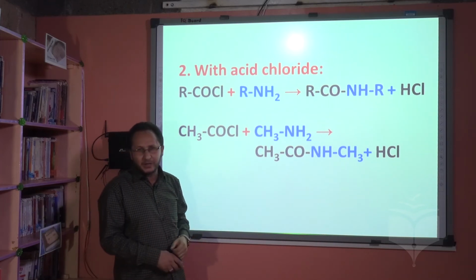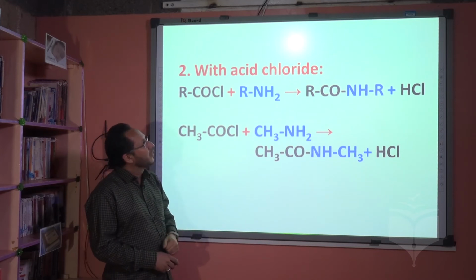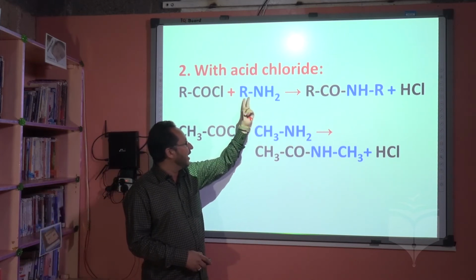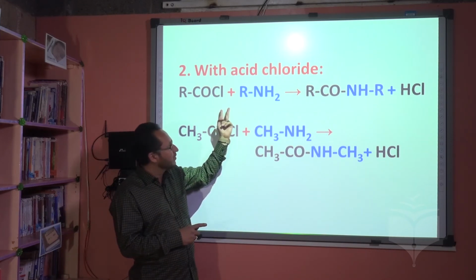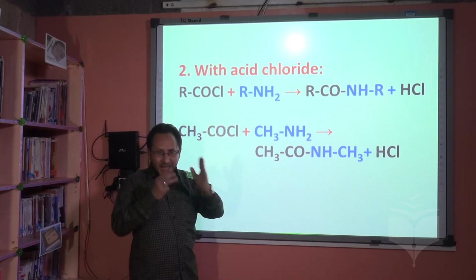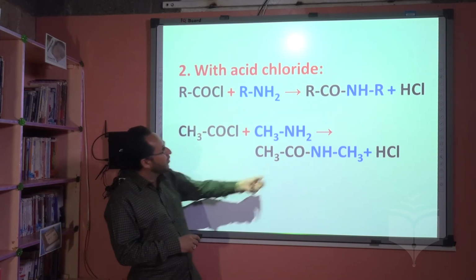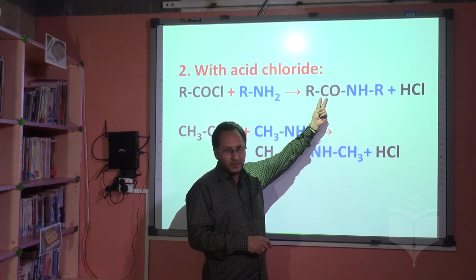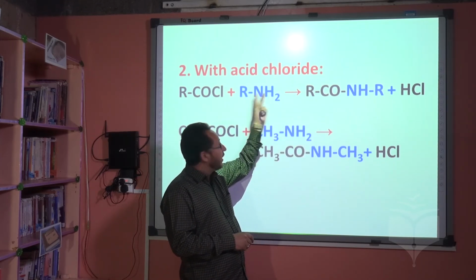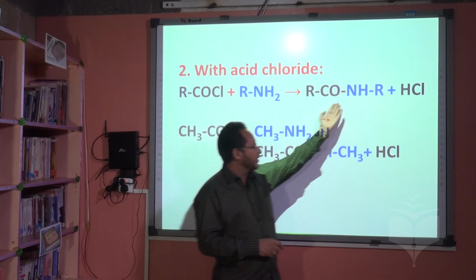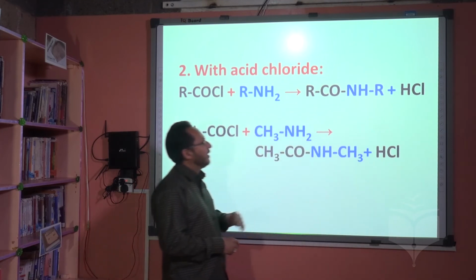What is the remaining here? The remaining from the first part is RCO. From the second part is NHR. You have to join the compound from the same place that you cut it. So from here we have RCO. In this case, you have to join with NH, not with R. Then NH, then R goes back. So this is RCONHR, and HCl as a side product.